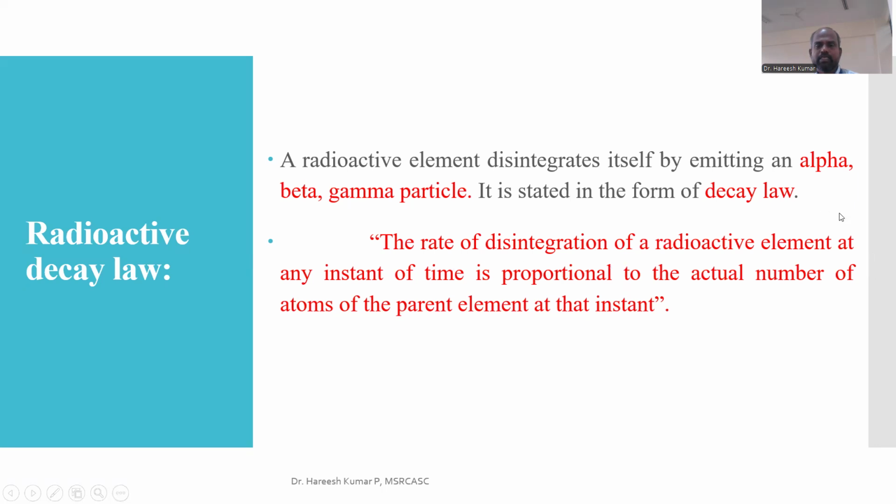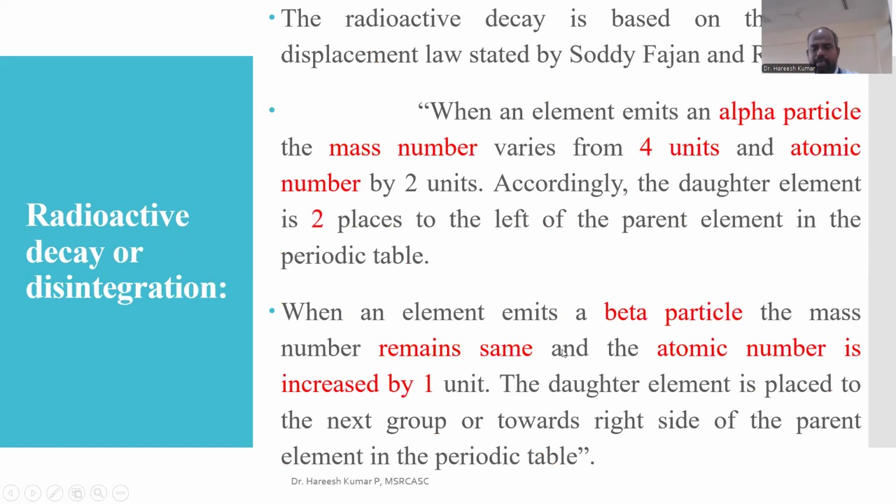The rate of disintegration of a radioactive element at any instant of time is proportional to the actual number of atoms of the parent element at that instant, which is called radioactive decay. The radioactive decay is based on the group displacement law stated by Soddy, Fajans and Russell.